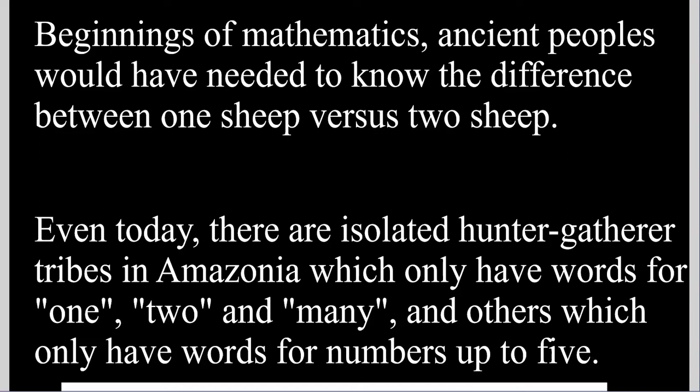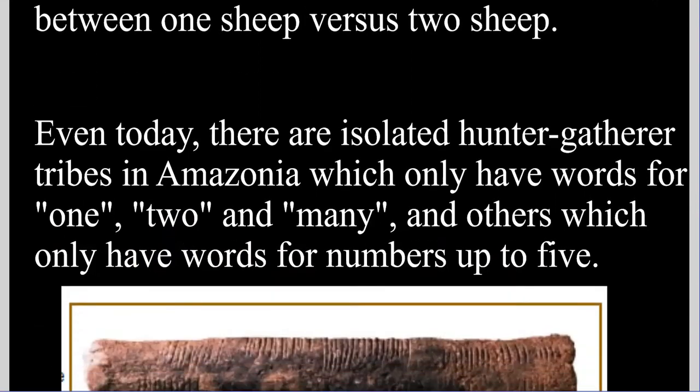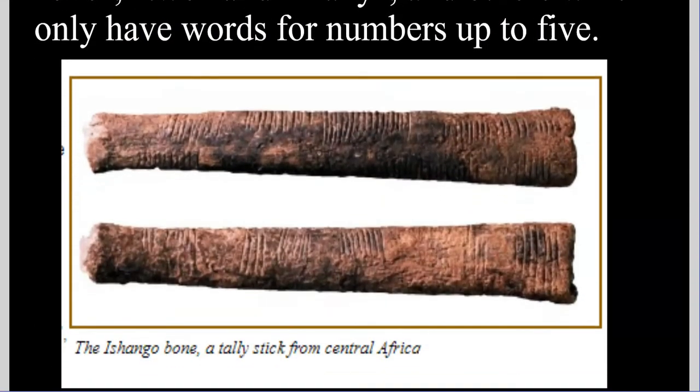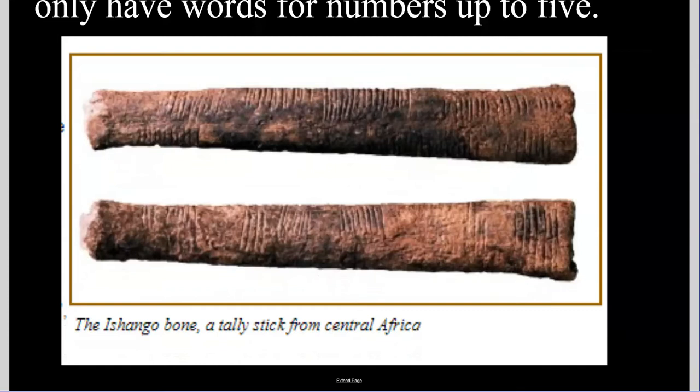They can look at one object and say that that classifies itself as one, or maybe another object beside it would be two. And then above that, it's just many. There's other civilizations that only have words up to the number 5. And so here, if you'll look at the picture on the screen, this is a bone found in Central Africa amongst the people of the Ishango. And it's just a way that ancient people would count things.